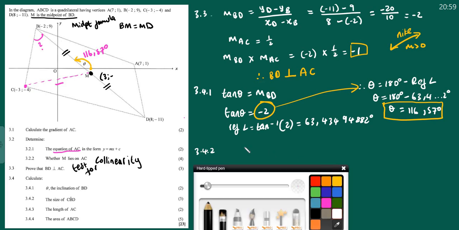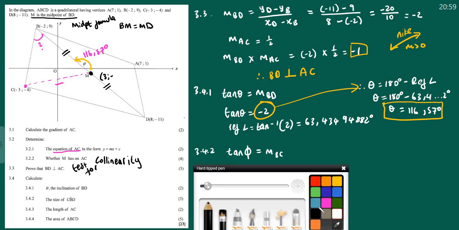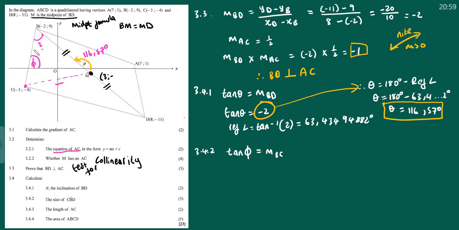But you can also maybe do this. Tan beta, or you can use any other. I like phi. Tan phi is equal to the gradient of BC. Phi is the angle of inclination here. If I can get the angle of inclination of BC, that means I'll have phi. Then from there I can simply say this minus that phi will give me this angle, using the exterior angle of this triangle here. Isn't it?